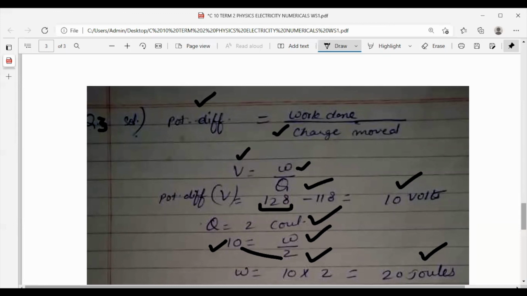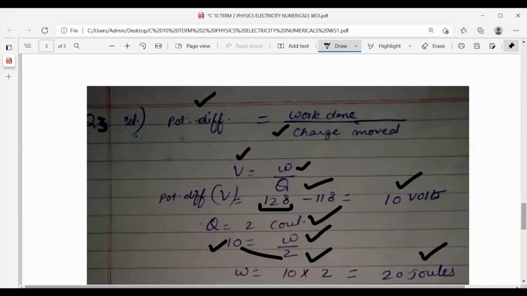So you should remember which units relate to which things. Once you have understood all these things, you will be able to relate units with the main quantity: volts with potential difference, work done W with joules, charge with coulombs. This way you have to relate things on the basis of given units. So you will understand what things are given to you and what things you need to find out.